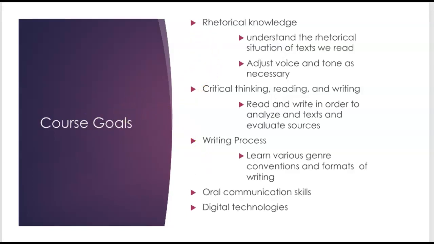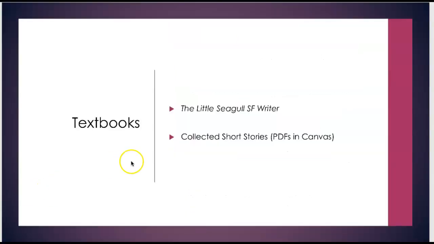In order to achieve our goals, I'm requiring you to have one textbook. And that one textbook is the Little Seagull SF Writer. You'll see the information for that textbook in the syllabus section. If you are unsure of how to acquire it, you can rent, you can buy, you can get it digitally, you can get it in print. I don't care how you get it, as long as you do.